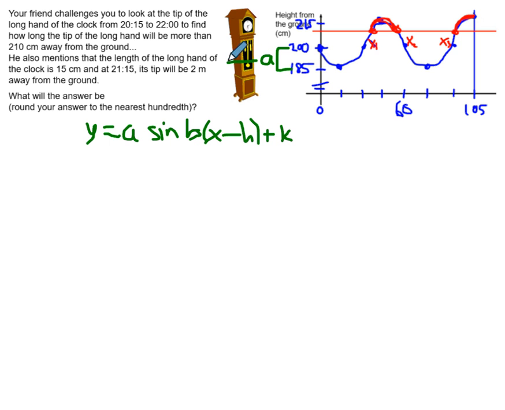B, so A is going to be 15. B is related to the period. So you have to remember that B is 2 pi over the period. Now in this case, the period is 60 because it takes 60 minutes to go over the clock. And so if you simplify that, 2 pi over 60, you can divide by 2 up and down, and you get pi over 30. So we have our B value.